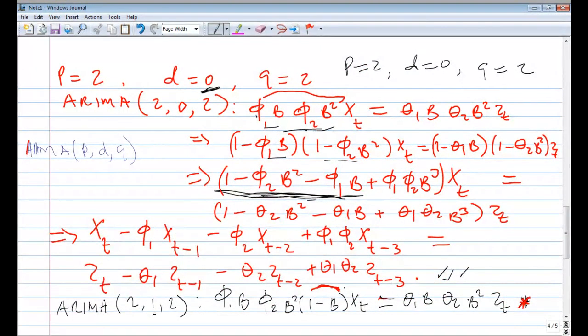D is 0. So that is why we don't have the differencing part. The one that we are having the differencing part is this one, here, down here. It's the one that is having the differencing part. Sir, so this one, the red one, doesn't have it.